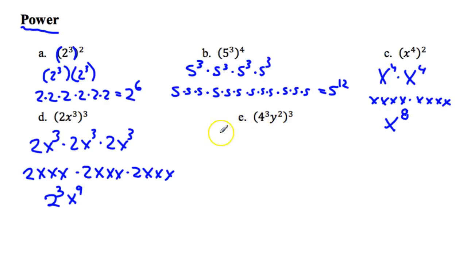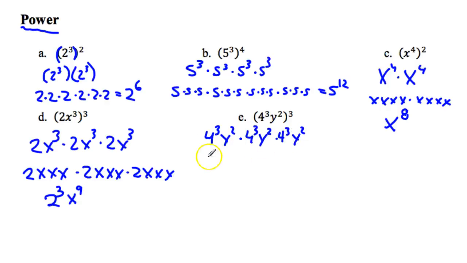Alright, ooh, this is a bigger one. We've got 4 cubed y squared, and all of that is raised to the 3rd power. So I need to write this 3 times. 4 cubed y squared times 4 cubed y squared times 4 cubed y squared.